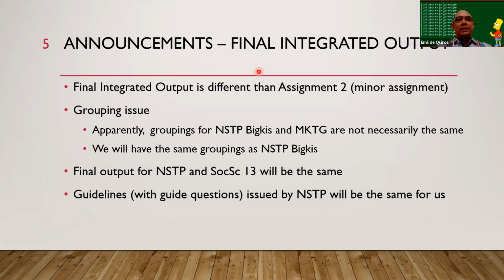The second one is assignment 2. It's a group work. The third one is the final integrated output, and that's common for your NSTP, KISS, and marketing. But apparently, that's not necessarily the case all the time. I think in most cases, your groupings for the final output, assignment 3, your groupings for NSTP, KISS, your marketing, as well as SocSc13 are the same. But I've had cases.